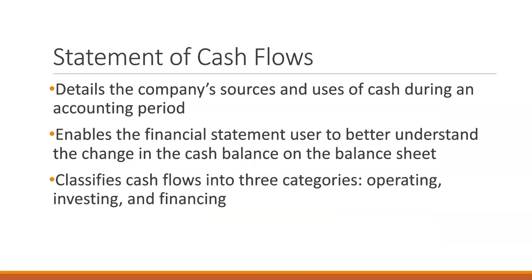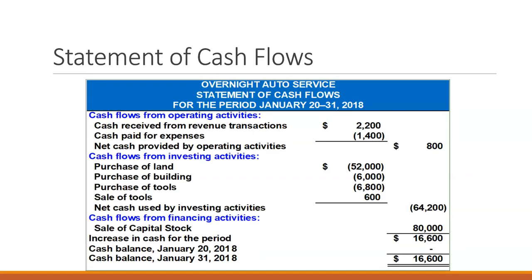The statement of cash flows talks about how we use cash. Where do we get cash from, and what do we use cash for? This explains the change in the cash balance on the balance sheet. So this statement says, why did the amount of cash we had change from one year to the other, or from 1 month to the other? So this is an example of a statement of cash flows.